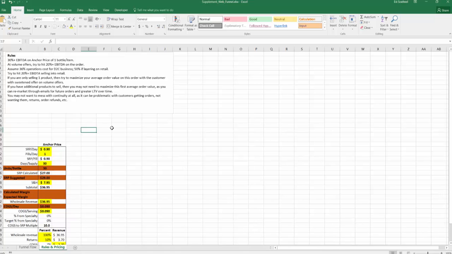Okay, number 1, the most important rule is when you forecast out your product, you want to get at least a 30% EBITDA on the anchor price. Now, EBITDA is earnings before interest, taxes, depreciation, amortization. That's your net income. It's really important to try and hit that 30% because between returns, that number is going to go down.